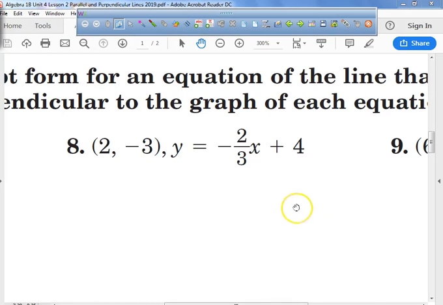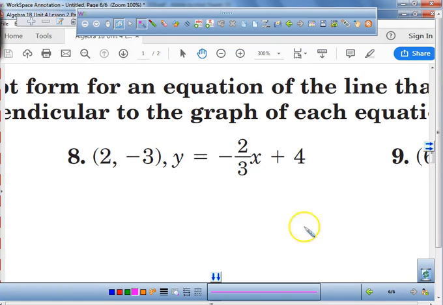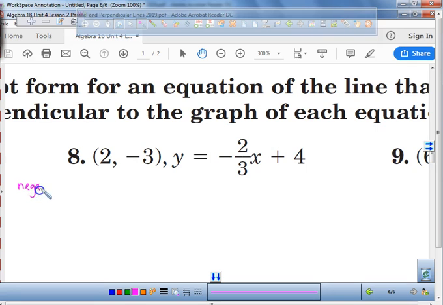Today we're not doing parallel lines, we're doing perpendicular lines. Something we talked about yesterday is that the slopes of perpendicular lines are negative reciprocals of each other. So if I have a negative 2/3 slope, then if it's negative, my new slope will have to be positive. And the reciprocal means the flip of this number. So instead of 2/3, you're going to put 3/2.